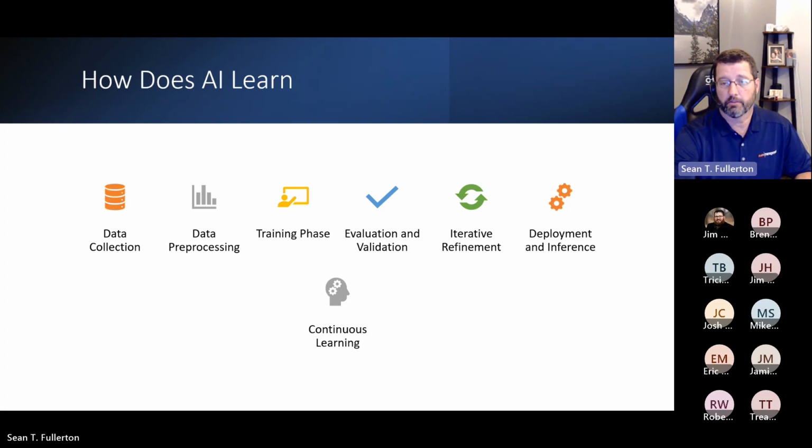The next element is evaluation and validation. Once the model's been trained, it still has to be evaluated and validated. This involves testing the model's performance on new, unseen data to assess its accuracy.